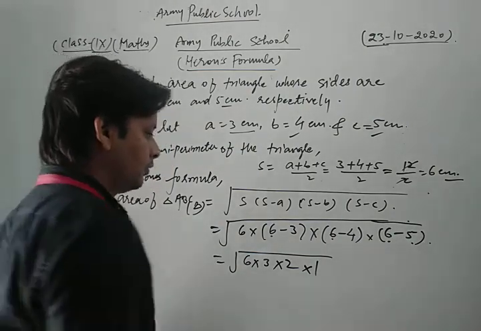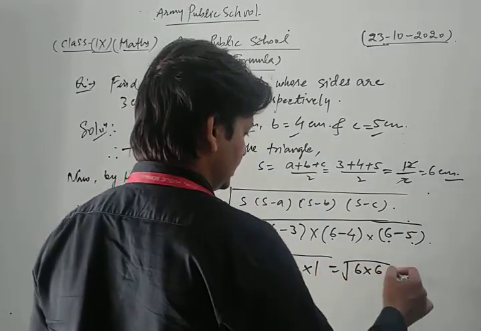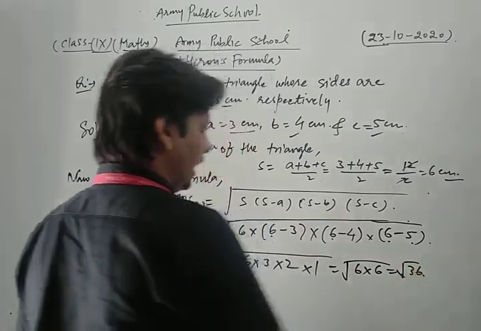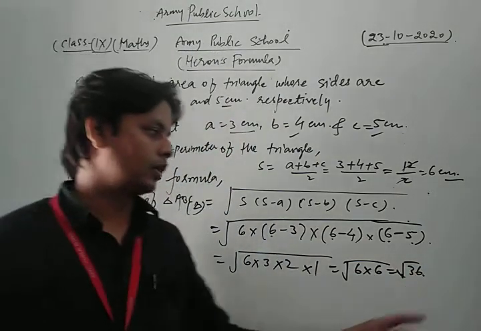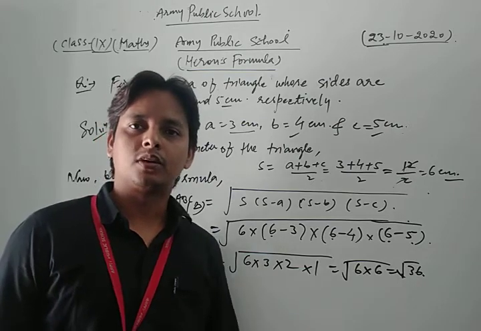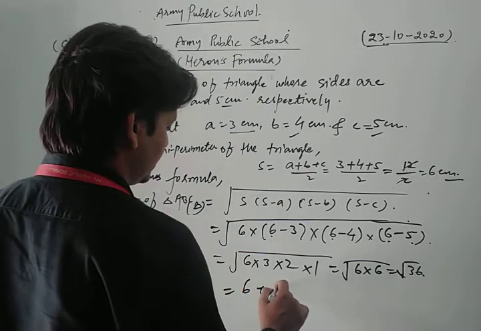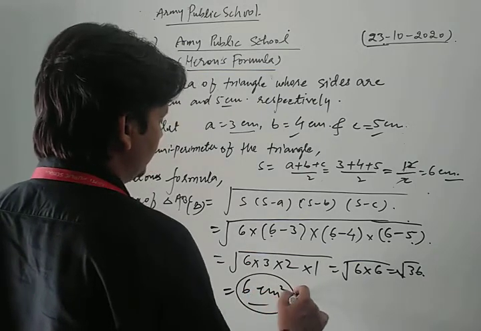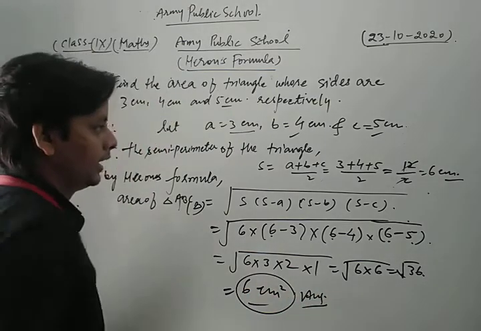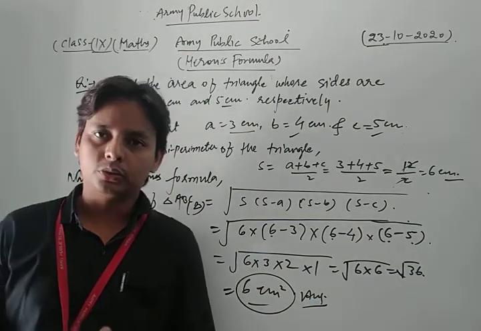Now we simplify them. Under root 6 into 3 is 18, 2 is 36. And dear students, you know that the square root of 36 is 6. So 6 centimeter square, because area is always in square units, is our required answer. So this is the use of Heron's formula.